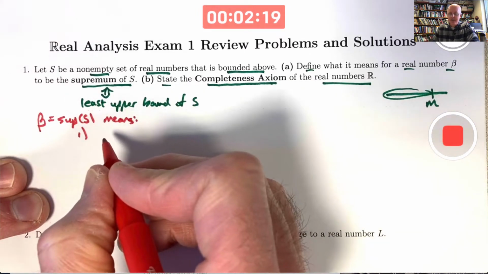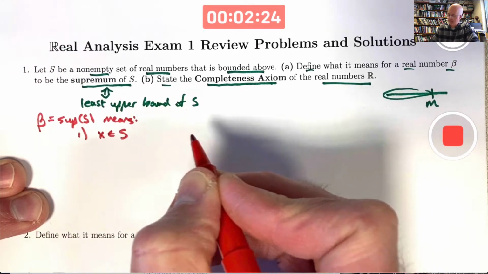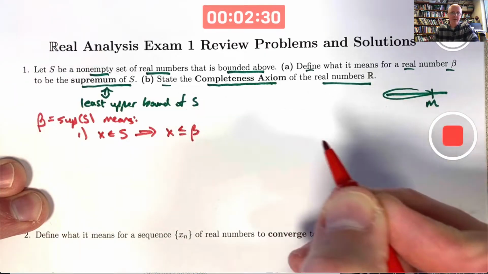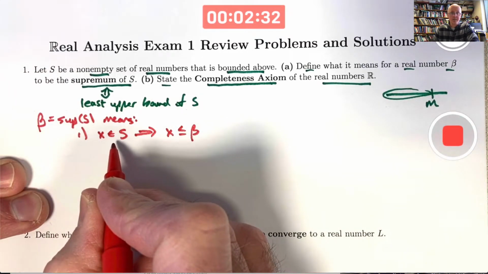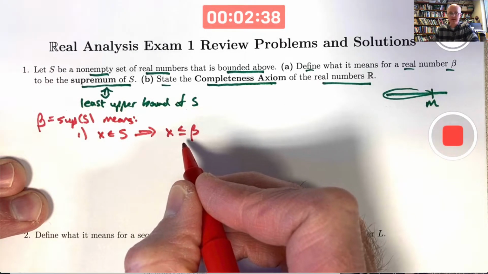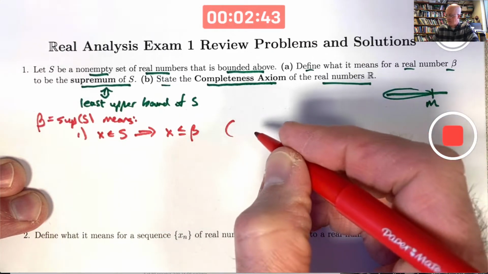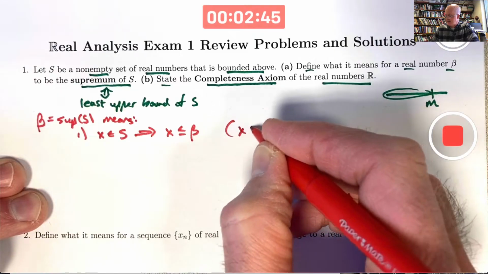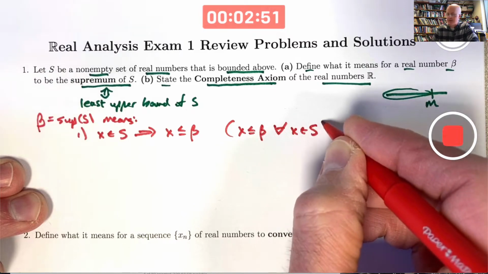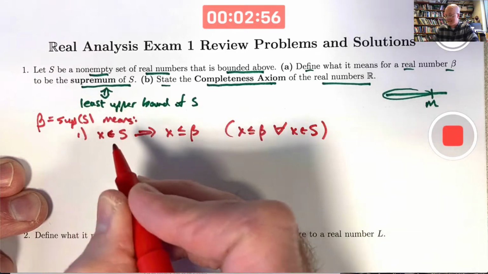To be an upper bound of S means that if x is an arbitrary element of S, that implies that x is less than or equal to beta. x being an arbitrary element of S, any element of S, is enough to guarantee that x must be less than or equal to beta. Beta is an upper bound of S. You could also write this with a universal quantifier. You could say x is less than or equal to beta for all x in S. That upside down A means for all. If you're not familiar with this, this means is an element of, or is in, the set S.